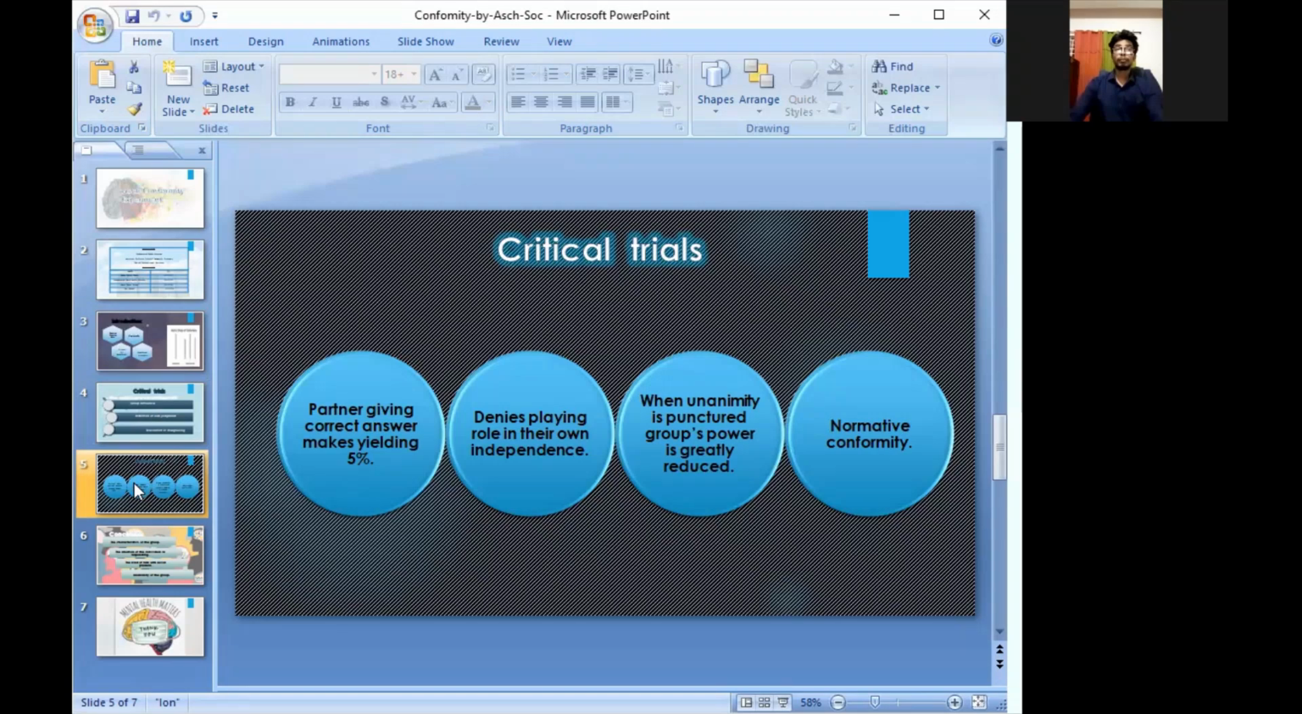The group's power came not merely from its numbers, but from the unanimity of its opposition. When that unanimity is punctured, the group's power drops. But if the group convinces us they are right, this is called informational conformity.